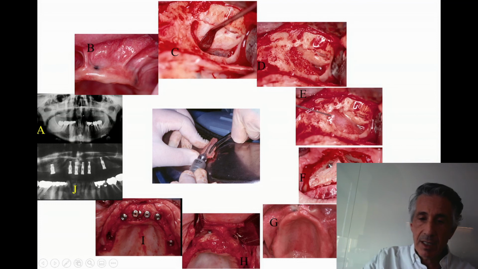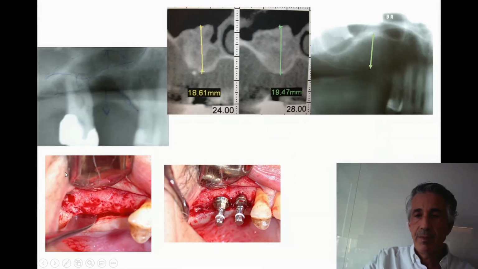So here again is the sequence of placing the bone, letting the area heal. 5 months later, nice solid blocks of bone with the implants and the restoration. Here's an image of just a small sinus lift. Bone is placed. So here's a CBCT done 5 months later. Here's the pan, and that looks great. I mean, that's good.